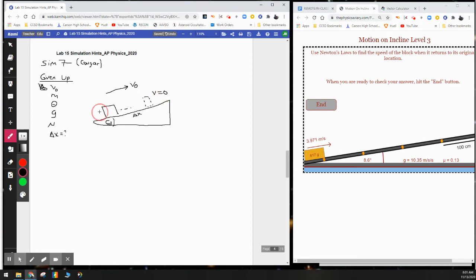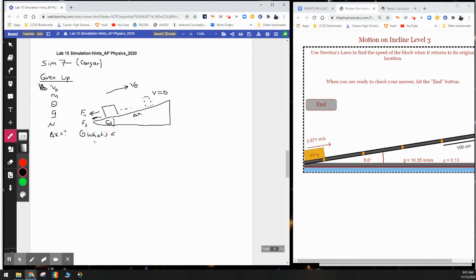Now, a couple of things here. As it moves up the ramp, we have the parallel force acting in this direction. So there's the parallel force. And we also have the force of friction, which is acting in this direction here. These two are the only forces acting as it moves up the ramp. As usual, we need to figure out what's acceleration. That's step number 1.